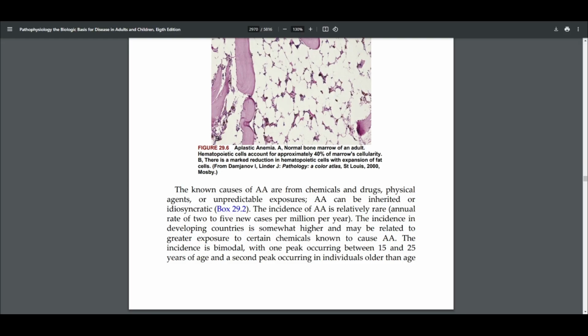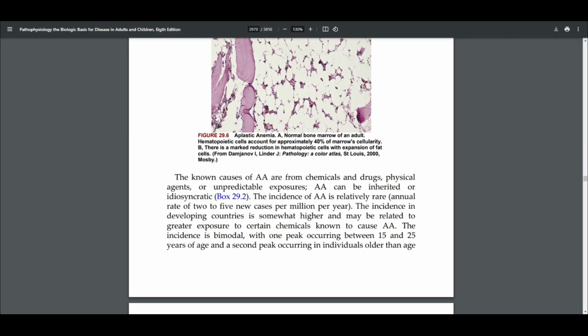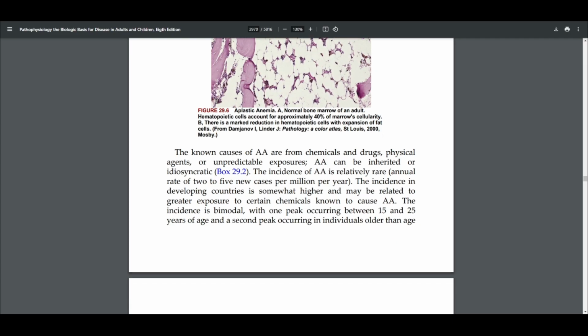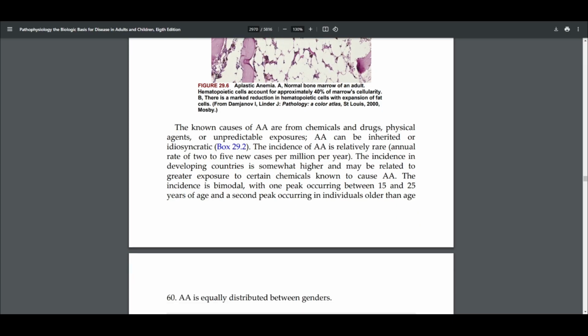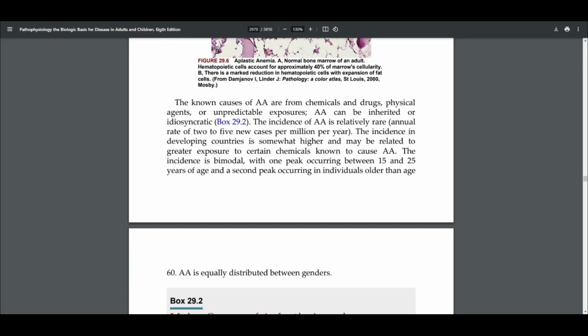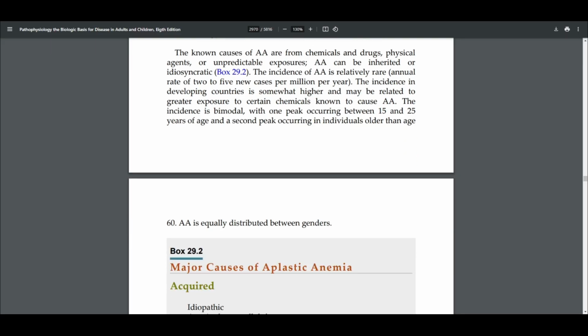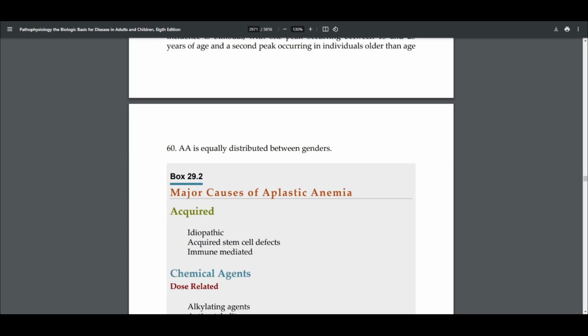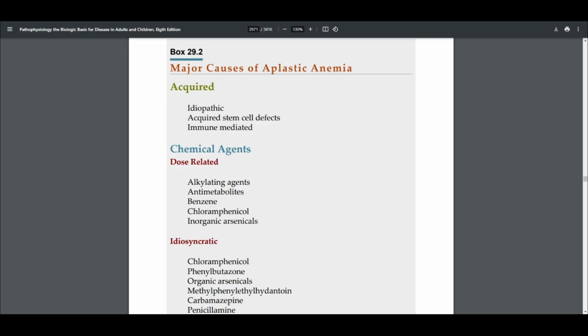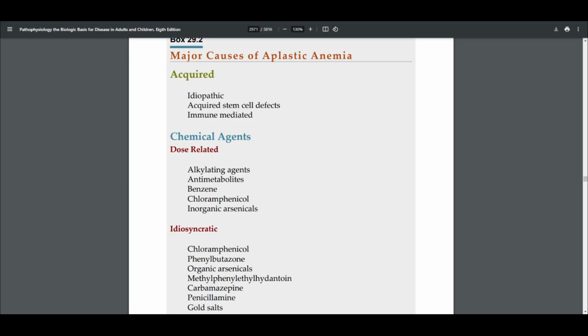The incidence in developing countries is somewhat higher and may be related to the greater exposure to certain chemicals known to cause AA. The incidence is bimodal, with one peak occurring between 15 and 25 years of age and a second peak occurring in individuals older than the age of 60. Your aplastic anemia is equally distributed between genders. So, here we're taking a look at the major causes. So, again, it's a good spot to hit pause so you can review them.